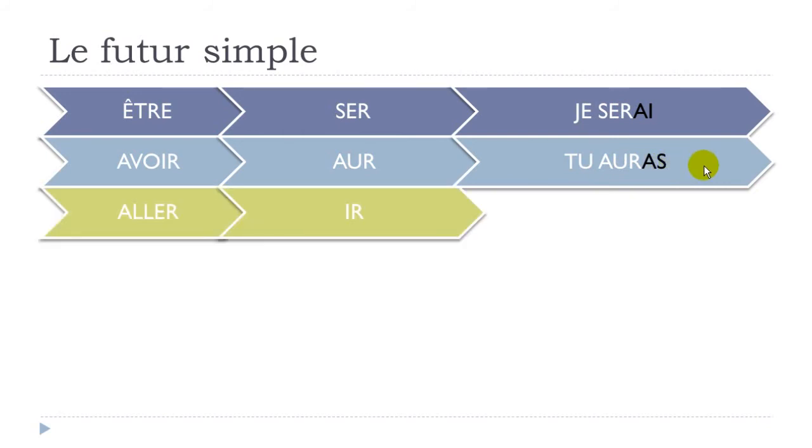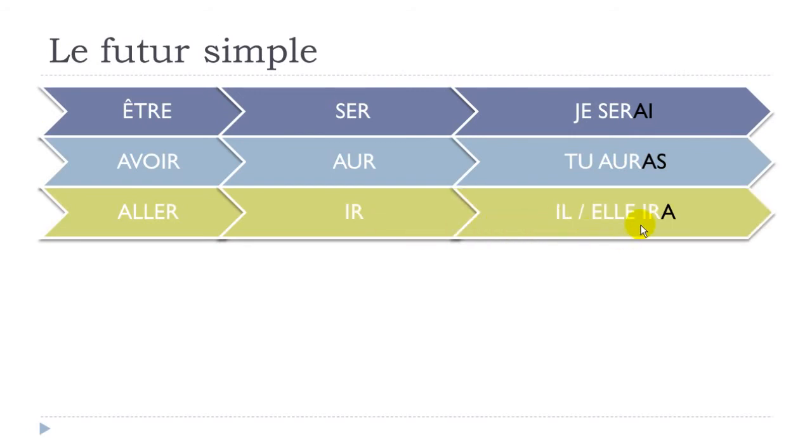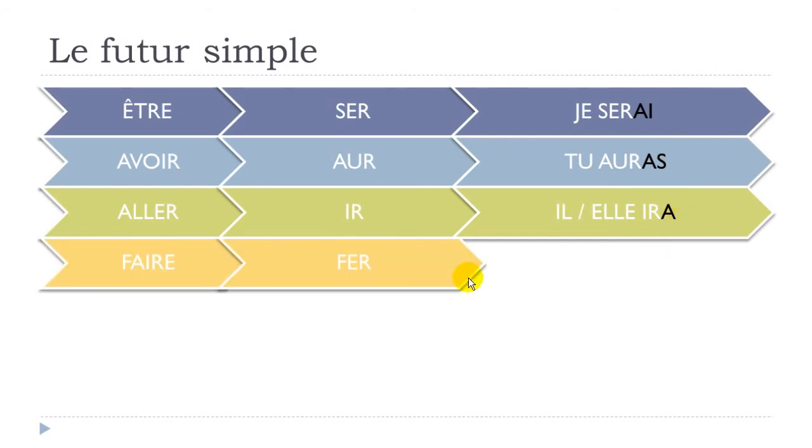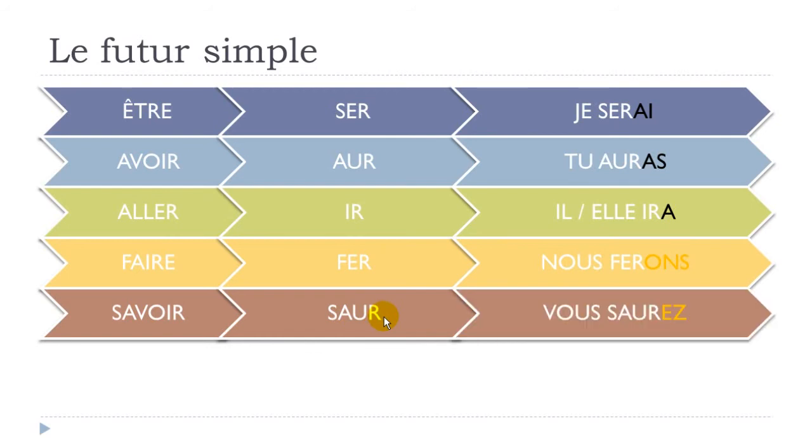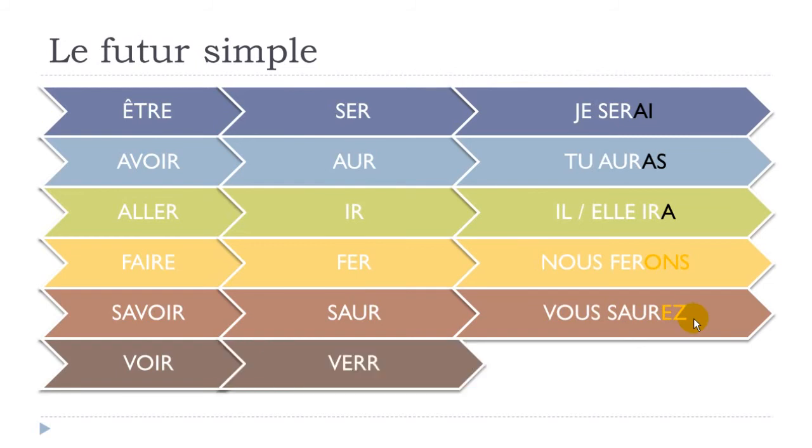Aller will become ir. Il ira, elle ira. Faire will become faire, F-E-R. So you will get nous ferons. Savoir will become saur, S-A-U-R. Vous saurez. Voir will become vers.